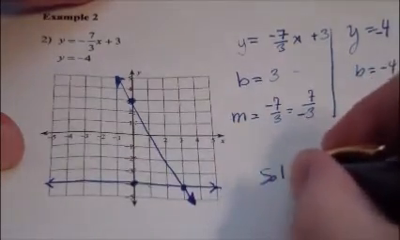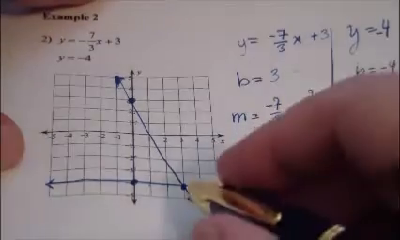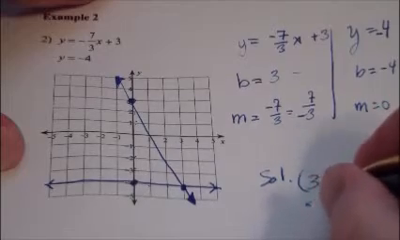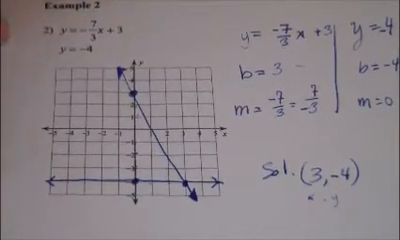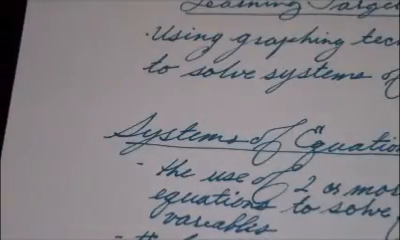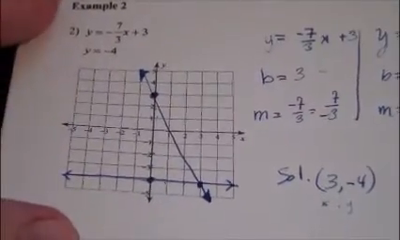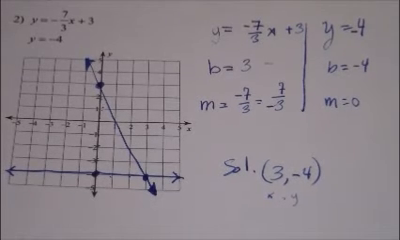Solution: x value, 3. Y value, negative 4. We know our x, we know our y. And that, my friends, is that. Okay. So I'm going to leave this here for a second. Sorry about that, I did pick it up a little quick. I'm going to do 2 more examples.